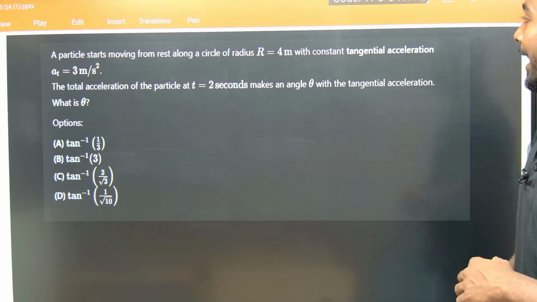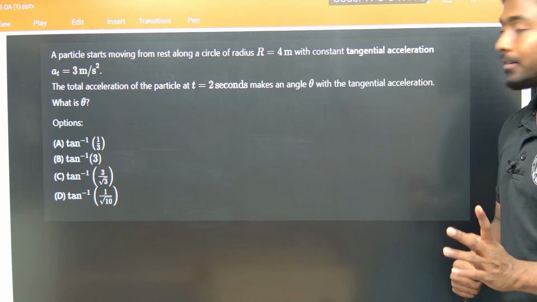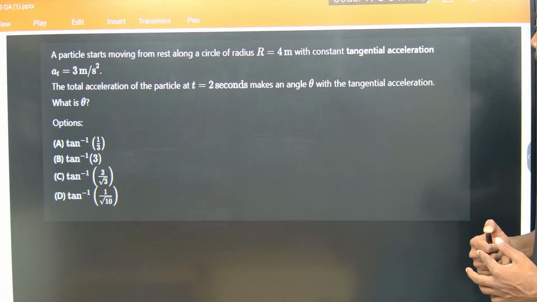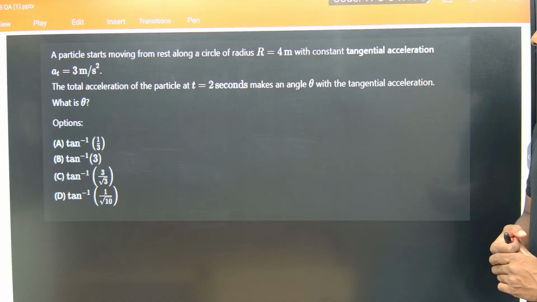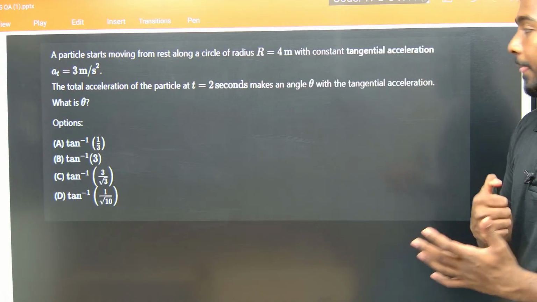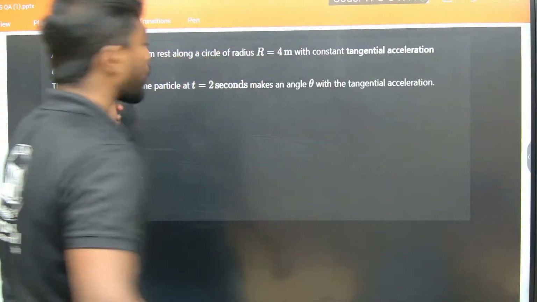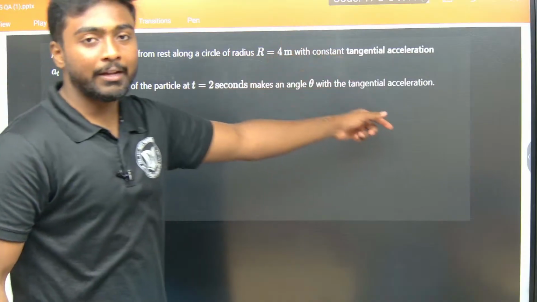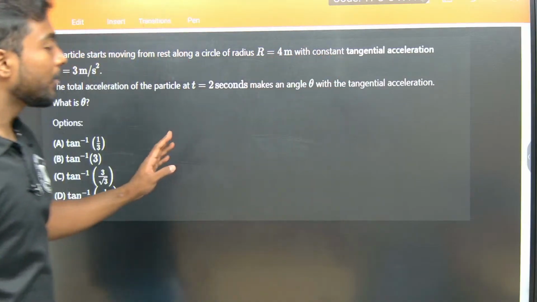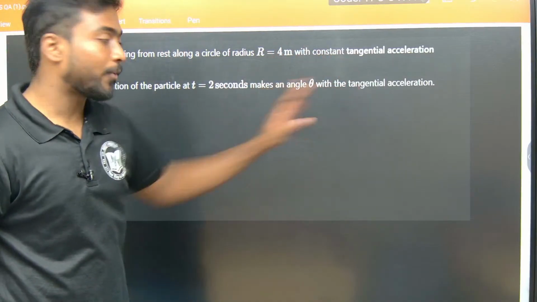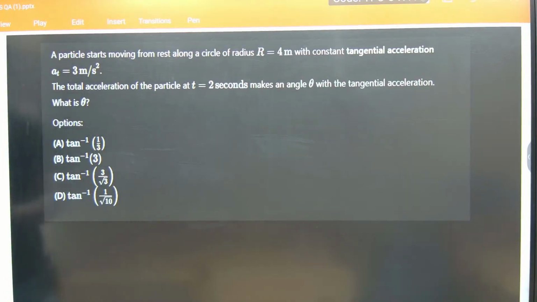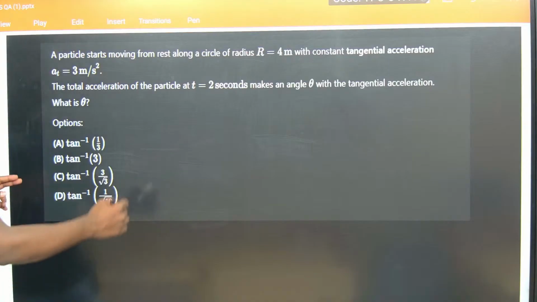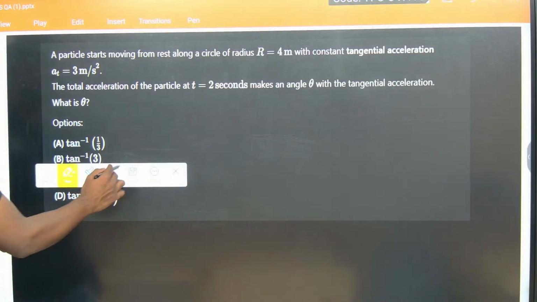The total acceleration of the particle at t equals 2 seconds makes an angle theta with the tangential acceleration. What is theta? Okay. So if I want to find theta, I need to know the tangential acceleration, which they have given. What about the centripetal, that is the radial acceleration? I need to find the radial acceleration. So what is the formula for radial acceleration? Centripetal acceleration, whatever it is, both are the same.